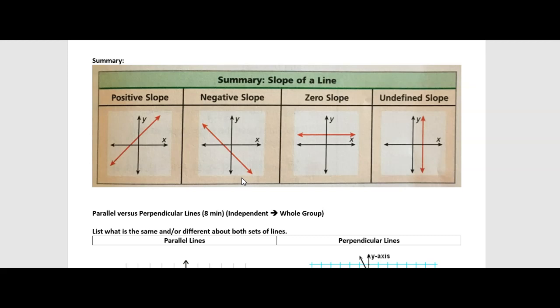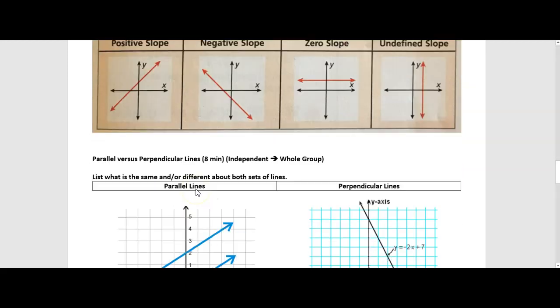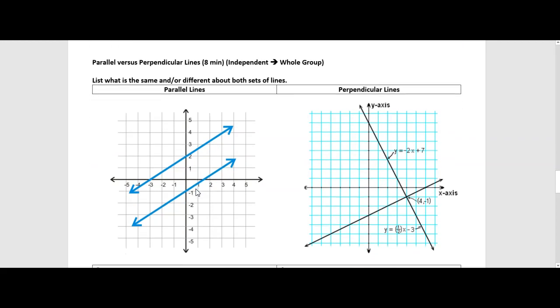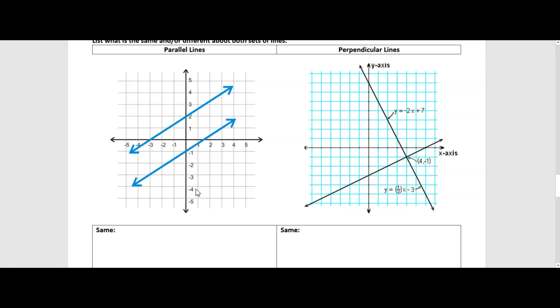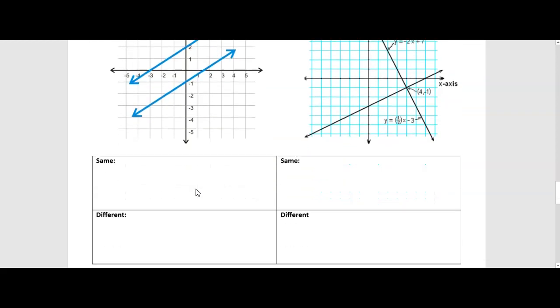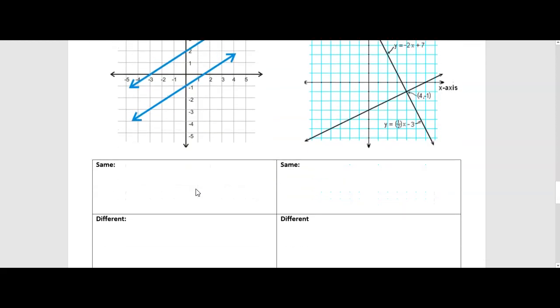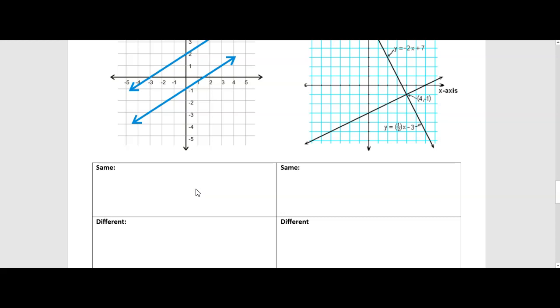So now I think we're ready to jump into parallel and perpendicular lines, and specifically how the slopes of these lines come into play. So you have parallel lines, you have perpendicular lines, and you have 2 boxes below, the same and different. So think about what's the same between the 2 lines, and again, you're just comparing the parallel lines to each other, and then you're going to separately compare the perpendicular lines to each other, and then go ahead and fill in those boxes.